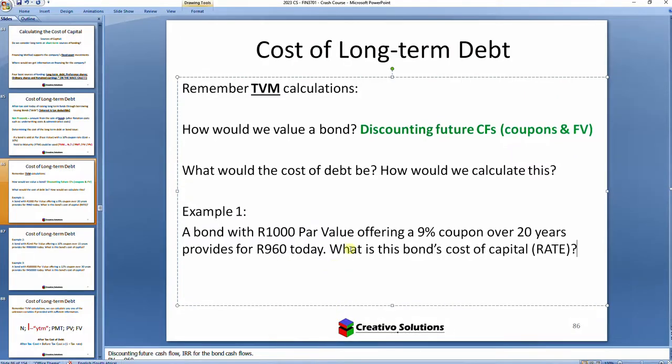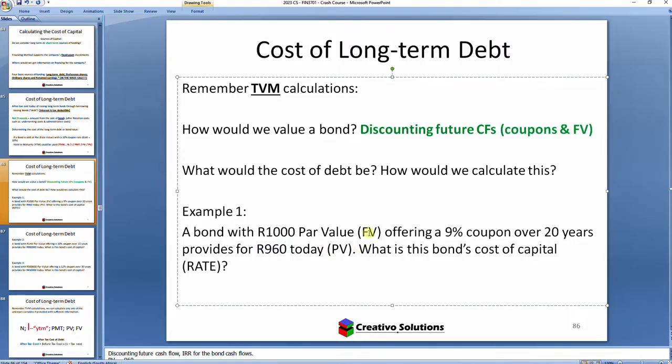1,000 rand. Yes, the par value is the FV. Good. Okay, what else do you have in the question? The PV, that's the current. I don't know if you were taught this, but you should have realized it. You have to make one positive and one negative, hey? Otherwise, the calculator gets confused.